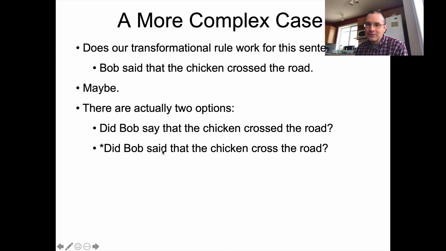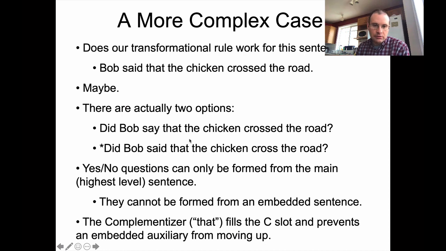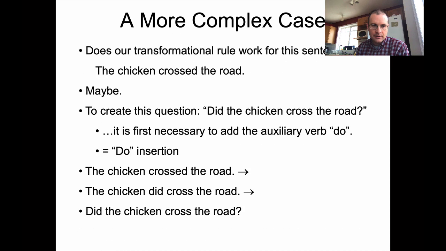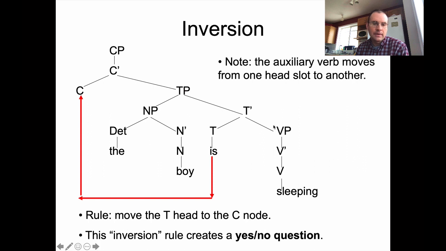So why does this not work? It turns out that we can only form yes/no questions from the highest level, from this matrix clause here. So we can only invert an auxiliary verb at this highest level to the front of the sentence. You can't get it out of this embedded sentence, the chicken crossed the road in this case. Why is that? Remember, let me go back briefly and remind you that we have an auxiliary verb coming from the head T of this tense phrase, and we move it to this head C of the complementizer phrase.